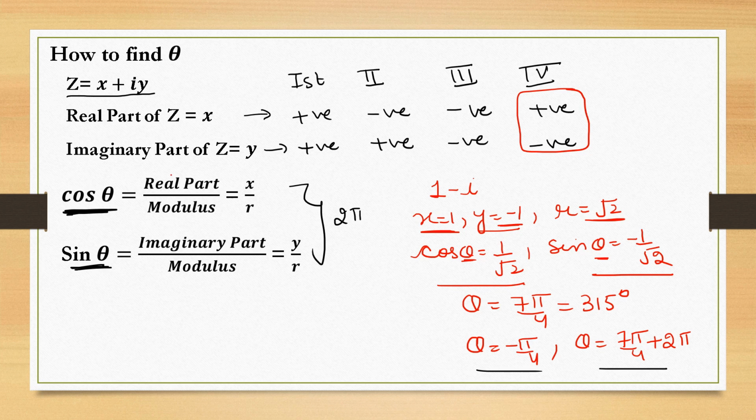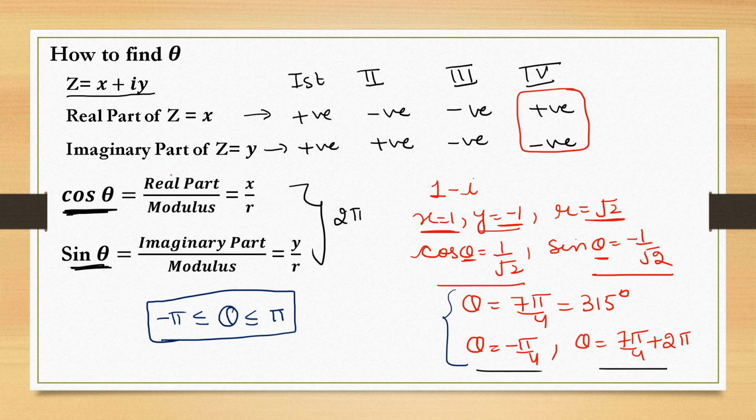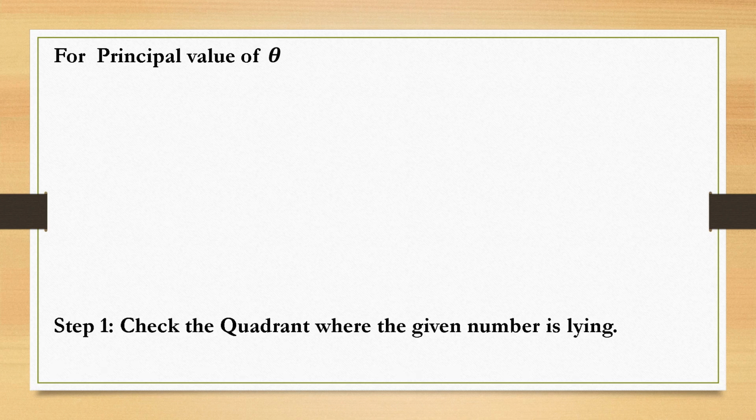So the principal value of theta is that value which lies between minus pi to pi. Just to have a unique value of theta and to overcome these multiple values, we restrict the range of theta from minus pi to pi, and that value is called the principal value. So in the next slide, we'll learn how to find the principal value of theta.